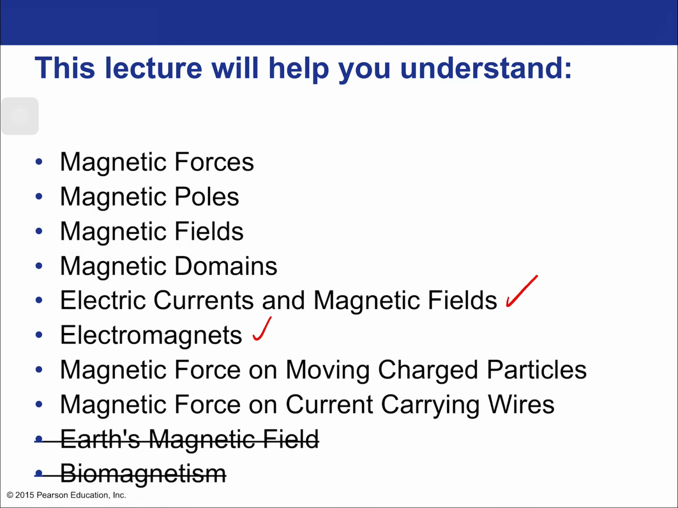So that means that not only do electric currents create magnetic fields, but also magnetic fields affect currents, which is moving charges, and magnetic forces on current carrying wires, which is a particular kind of subcategory of the one above. And in order to focus on the main story here, I've decided to leave off Earth's magnetic field and biomagnetism and not cover those topics.